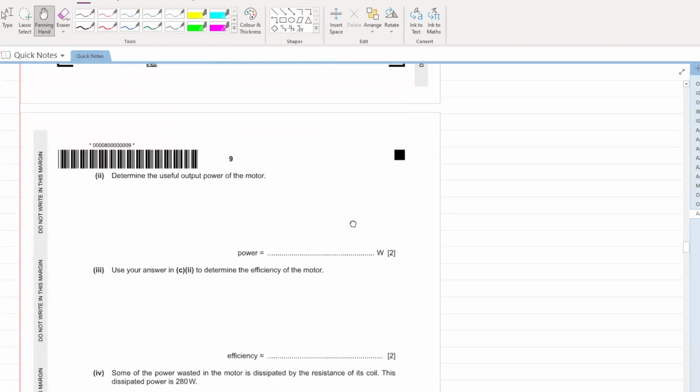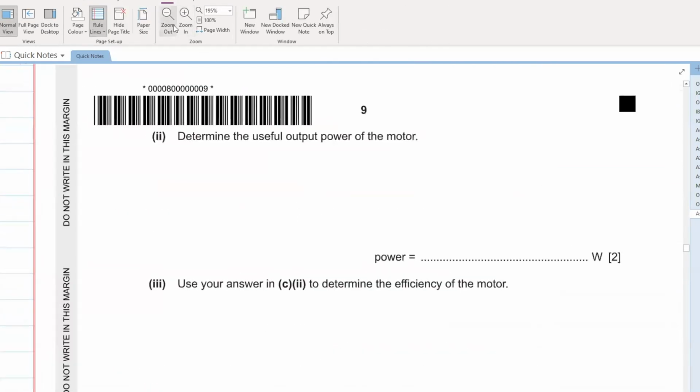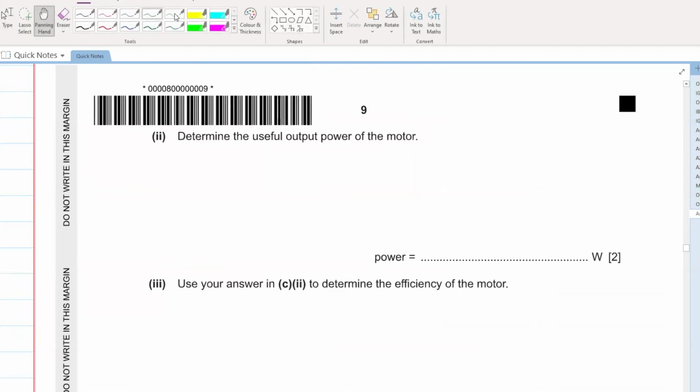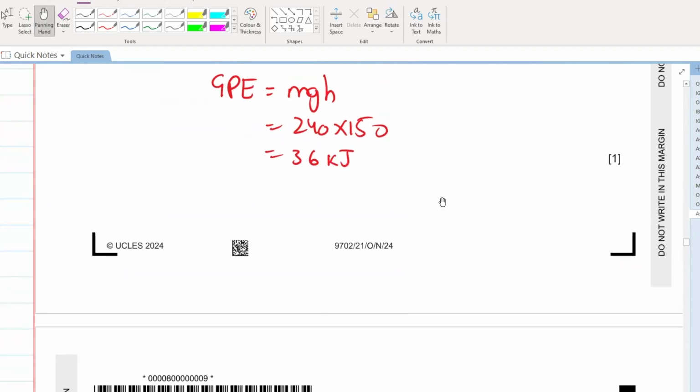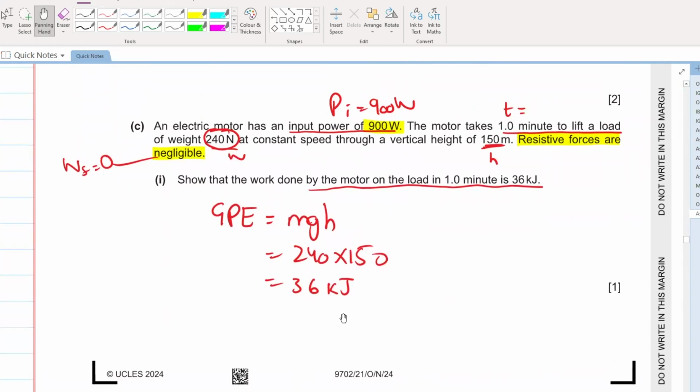बेटा कहीं भी कुछ भी डिफिकल्ट हो जाए साथ. Determine the useful output power of the motor. Wow, what a beautiful question. देखो देखो देखो अब क्या लिखा हुआ है. You have to determine the useful power output. What is power equal to? Energy over time. बेटा do you know the energy output? यूजफुल एनर्जी आउटपुट क्या आ रही थी हमारी? 36 kilojoules. What is the time? 1 minute.